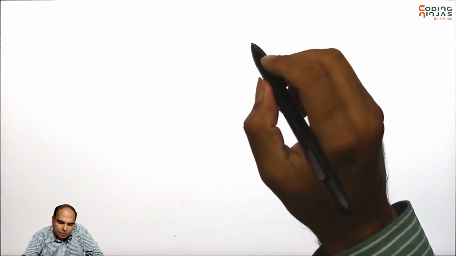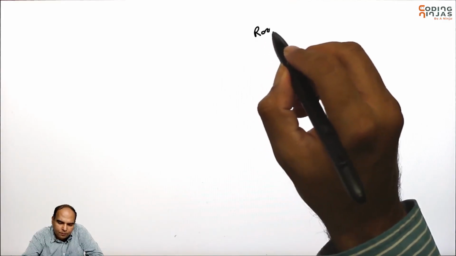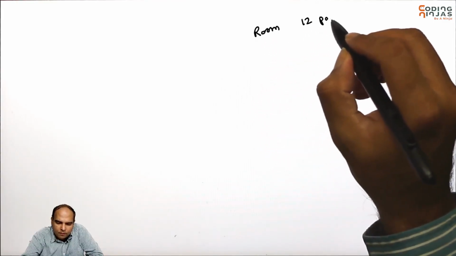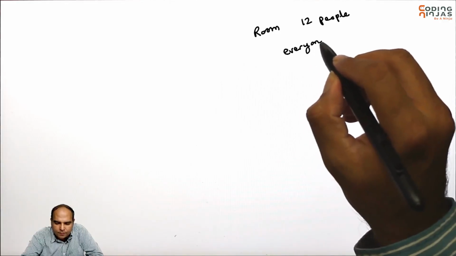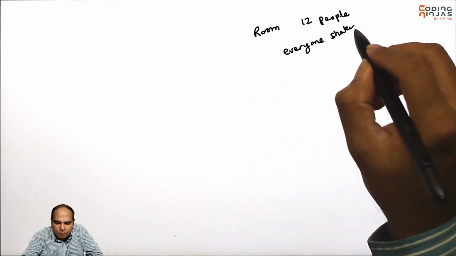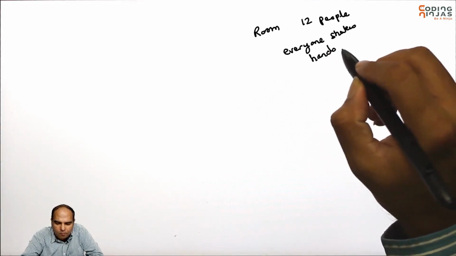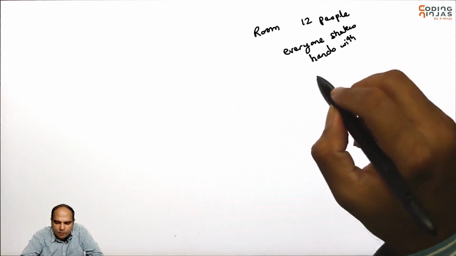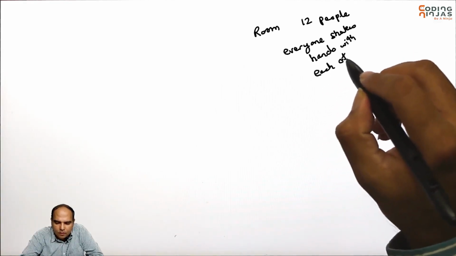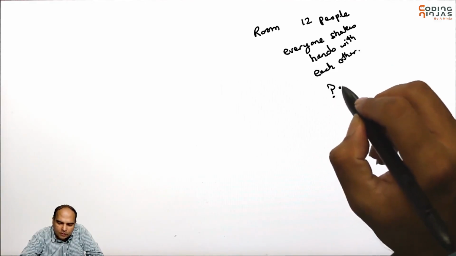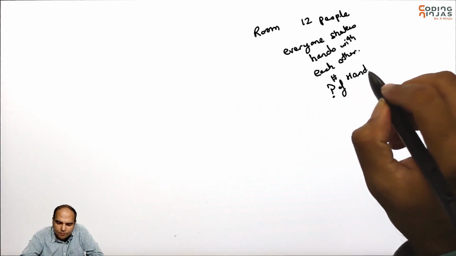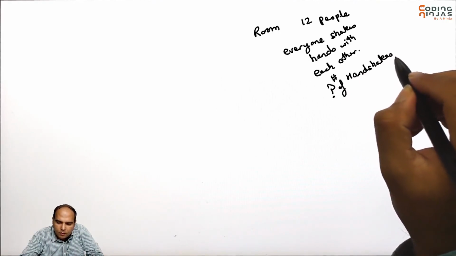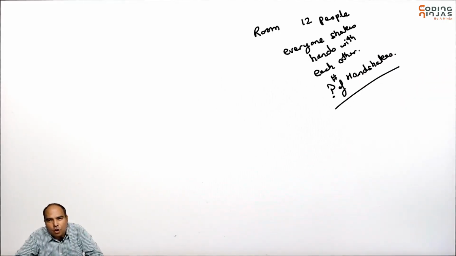And this question is that suppose there's a room with 12 people and everyone shakes hands with each other. Then what is the number of handshakes? What is the number of handshakes that will happen in the room? This is the first application of the NCR in an actual situation or an actual problem.